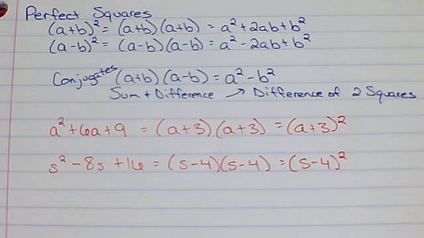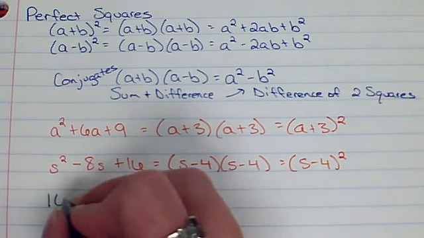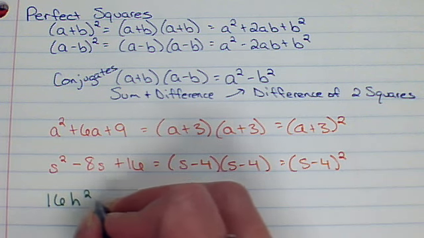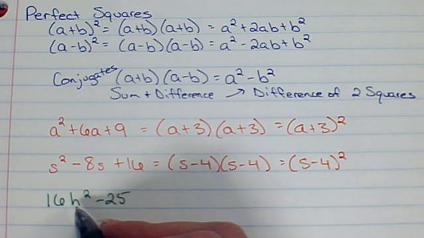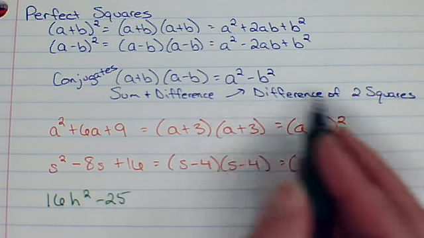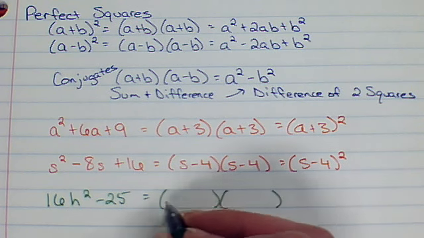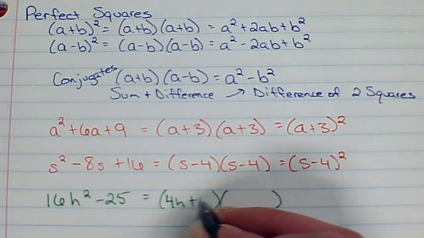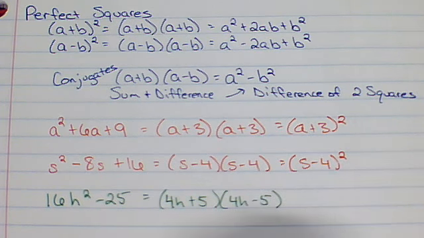Let's look at the next one. 16h squared minus 25. Is 16h squared a perfect square? It is. Is 25 a perfect square? Do we have the difference of two squares? We do. That would have to be 4h plus 5 and 4h minus 5. That's the only way we're not going to have a middle term there.